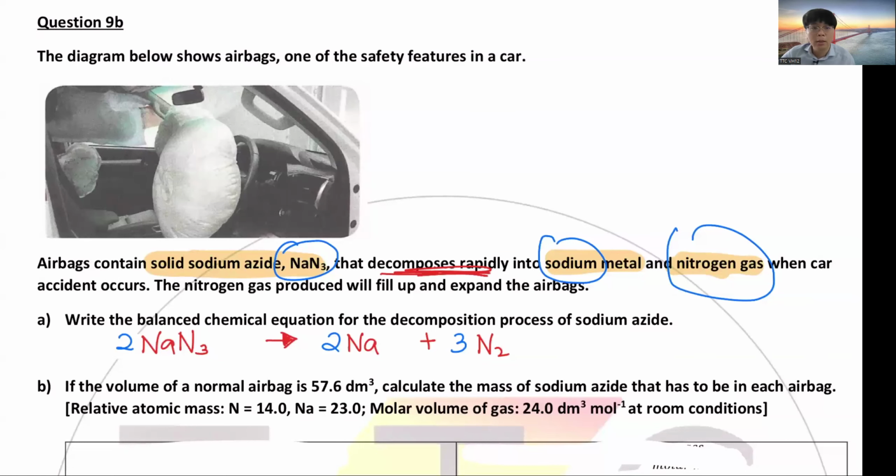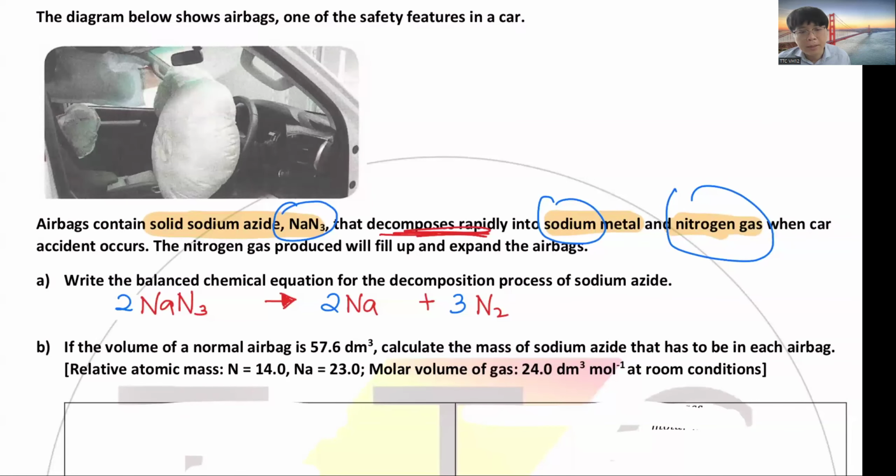This one is very popular in school exams. I don't know why a lot of teachers, in the first term, for example the midterm, always come out with the airbag one. For this airbag question, okay? So same now, they give you the information, the normal airbag is this. They want you to find the mass. Why they like to ask this question is because they want you to calculate this mass, but they give you the airbag volume. You need to know that what fills up this airbag is nitrogen gas, because they say the nitrogen gas produced will fill up and expand the airbag.